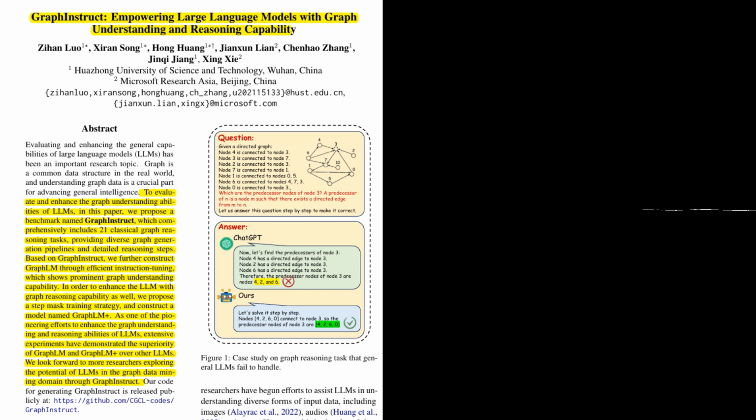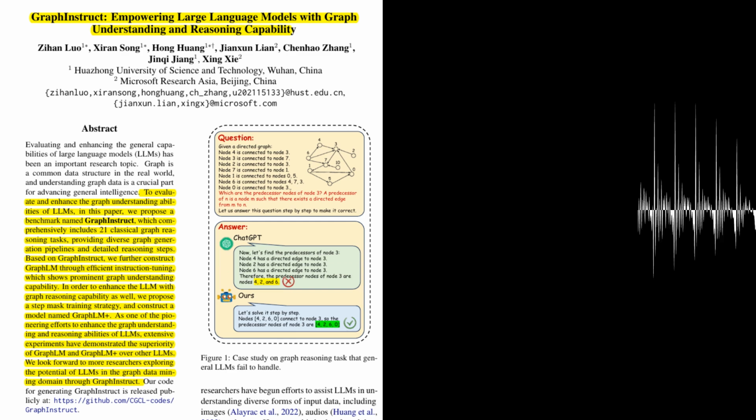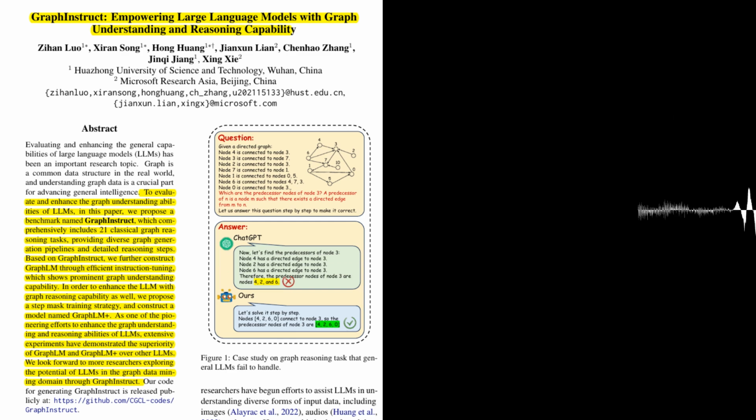GraphInstruct is a benchmark specifically designed to evaluate and improve LLMs' capabilities in handling graph-structured data. It's unique because it goes beyond simply testing LLMs on graph data. It provides a comprehensive set of 21 classical graph reasoning tasks covering a wide range of complexities, from basic tasks like finding node degrees to more challenging ones like calculating maximum flow or finding minimum spanning trees. That's a diverse set of tasks.